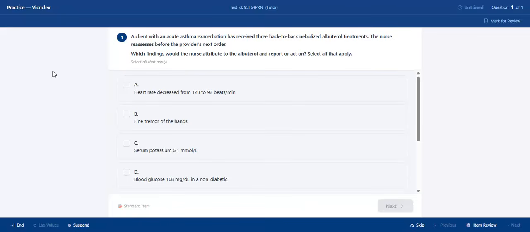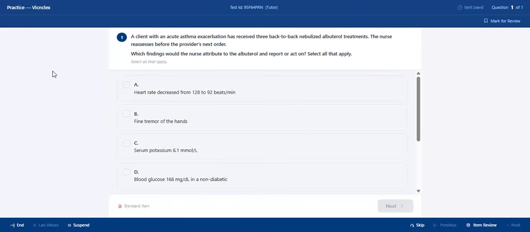So here they're testing us on albuterol. We want to know those side effects. It's asking which finding the nurse would attribute to the albuterol and report. So this is testing the side effects of albuterol. Now, you need to know the mechanism of action of albuterol. Albuterol is a beta-2 agonist, right?